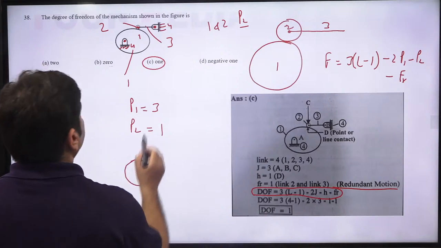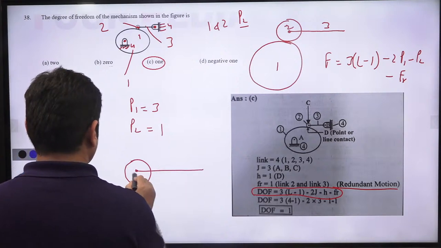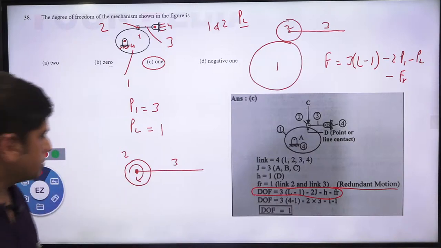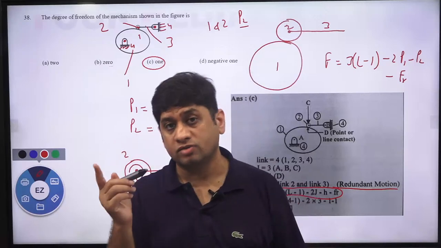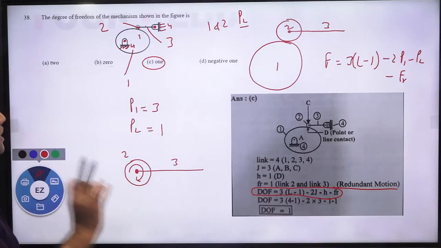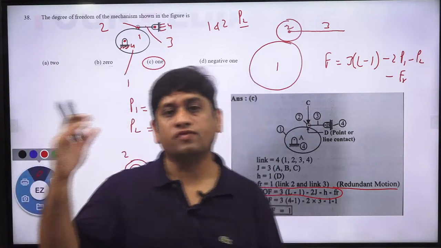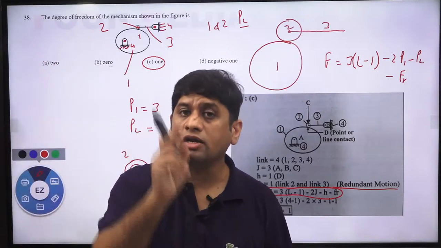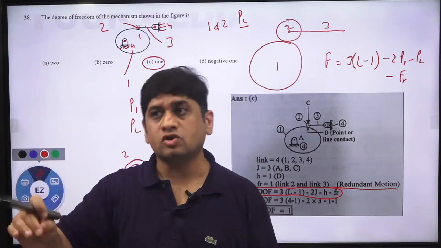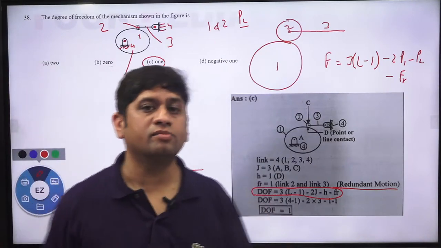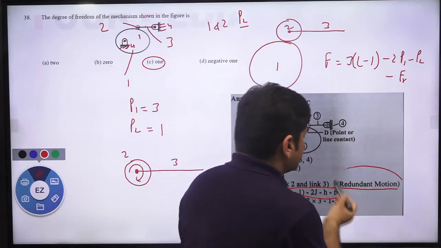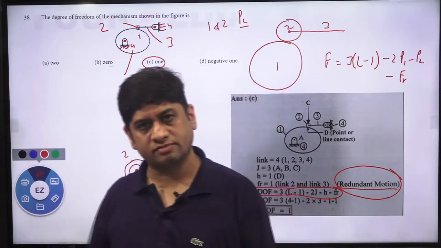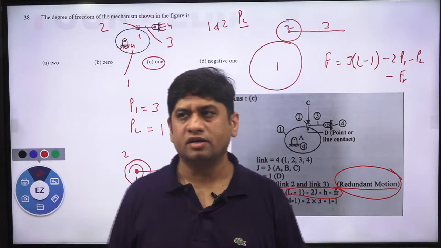If you see link number 2 and link number 3, you see this. This is link number 3, this is link number 2. Suppose link number 2 is rotating with respect to link number 3. Then it is not making any kind of change in the motion of other links. So if one link rotates in the mechanism but does not affect the motion of any other link, it is called redundant motion. Listen carefully again. Redundant motion means the motion which is not leading to the motion of other links. I'll give you some more examples. Don't worry.